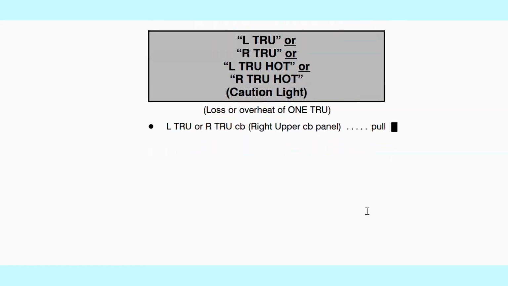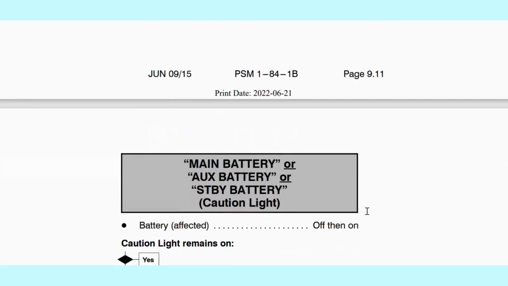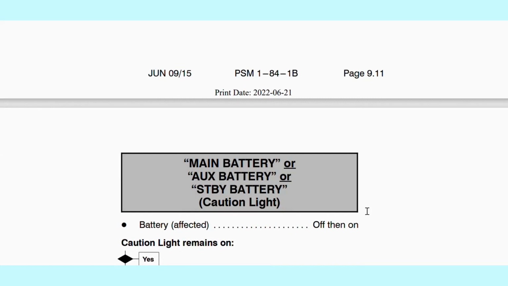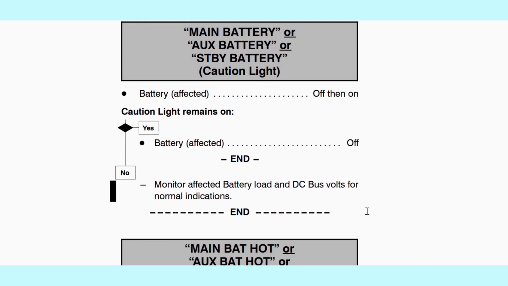Okay, so I think that covers almost the whole of the electrical part of the QRH, and now we're going to go into the battery section. So if you get a main battery or aux battery or standby battery caution light, here it's just switching off the battery, and then it's a yes and no. If the light remains on, switch off the battery. If not, monitor the affected battery load and DC bus loads on the electrical systems page of the MFD.